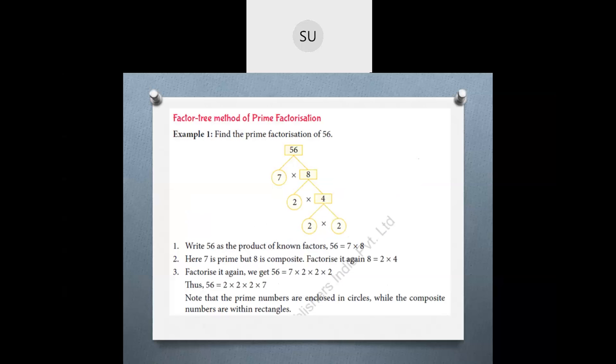Then we saw different methods for prime factorization. First was the factor tree method. They have taken 56 as an example. You write 56 here as a product of known factors. We know that 7 8s are 56, so we write 7 into 8. Remember to write the prime numbers in circles and the composite numbers in rectangles. So 7 is a prime number, we write it in a circle, and 8 being a composite number, we write it in a rectangle and factorize it further. We know that 2 4s are 8, so 2 again is in a circle being a prime number, then 4. We can further factorize 4 as 2 into 2. So the prime factors of 56 will be 2 into 2 into 2 into 7. So this is how you do a factor tree.